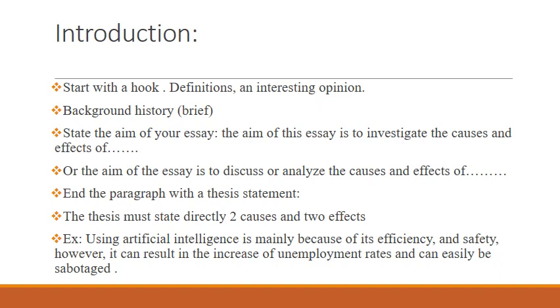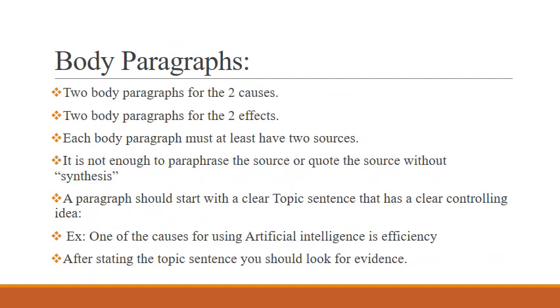This is an example that you have. Using artificial intelligence is mainly because of its efficiency and safety. These are the 2 causes. However, it can result in the increase of unemployment rates and can easily be sabotaged. These are the 2 effects that you have.